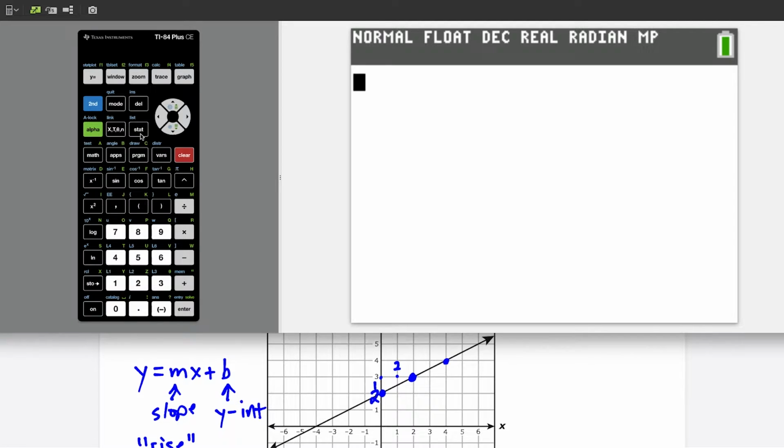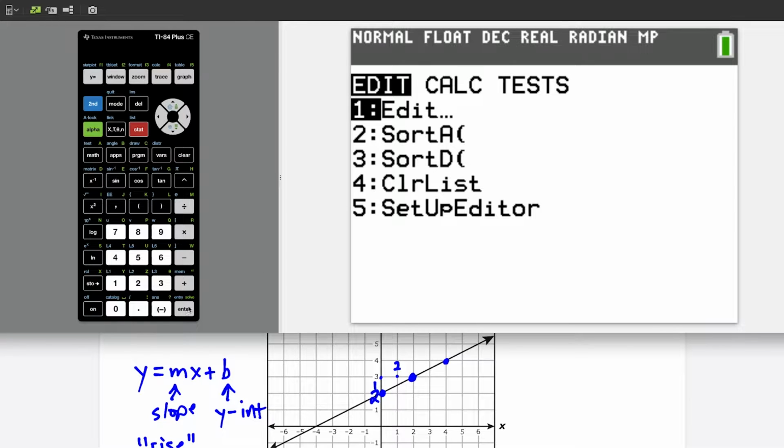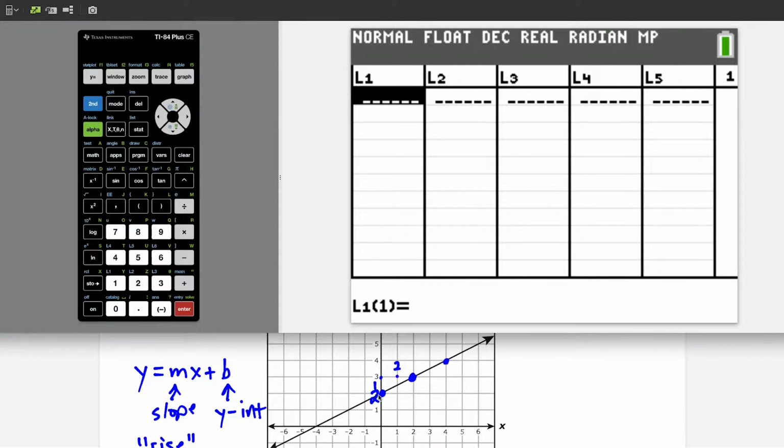Now, another thing we could do here is we could go over to stat and then edit. And I could just type in 2 points that are on this line. Notice we have the point 0, 2. So I could put a 0 here, and I'll put a 2 right next to it. So we have the point 0, 2. And then I could find one more point that's on this line. So let's say the point 2, 3. So if I put x equals 2 in L1 here, and then I put the y value, we have y is equal to 3 here. Okay, so I'm just putting 2 points from the line into this table. I have 0, 2, and 2, 3.